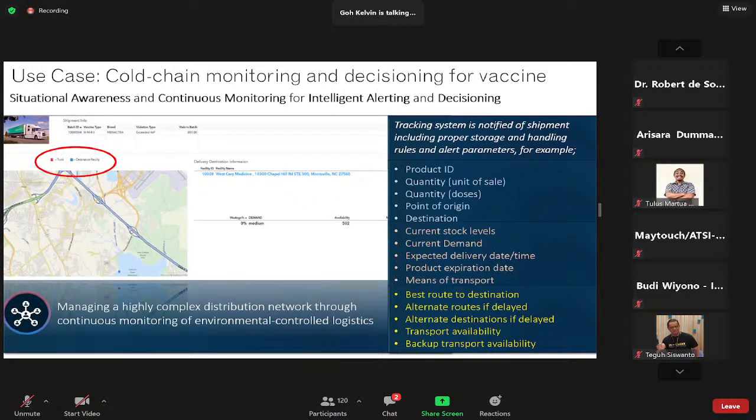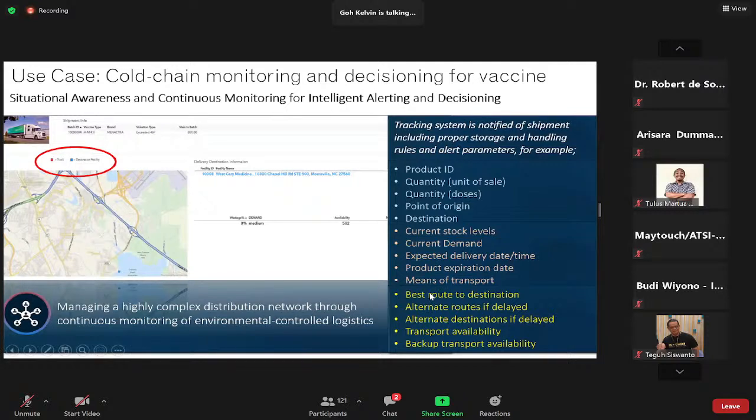At the same time, we also look into some of the expectations, for example, the ETAs, the time and date that is required. We also have information pertaining to the product expiration, and the means of transport that is going to be used to deliver.